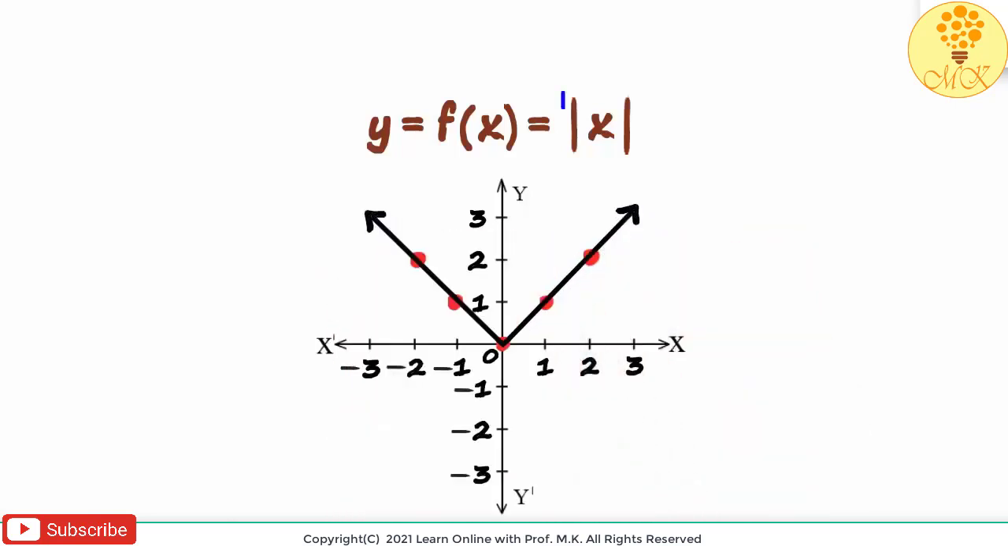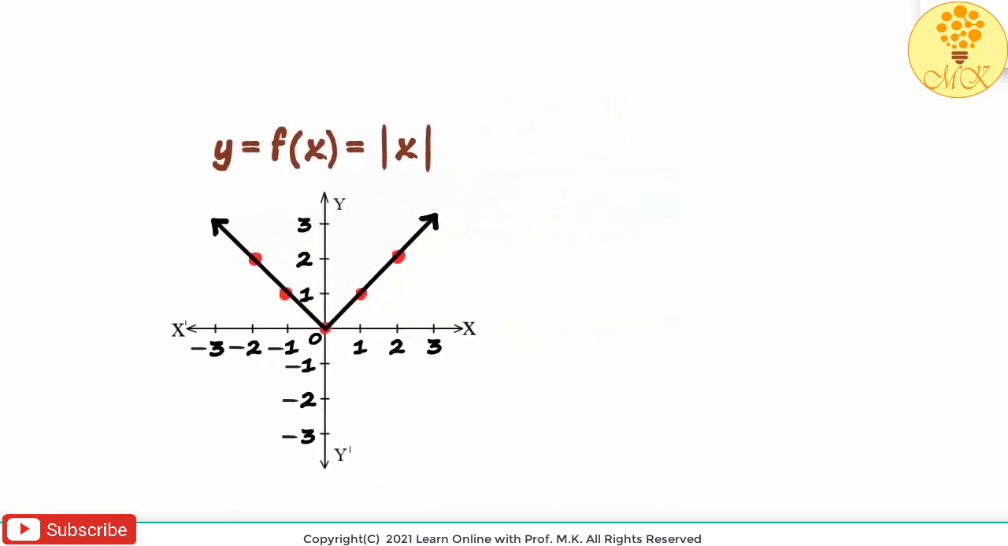This is the graph of the absolute value of x. This graph also tells us that no matter what the value of x is, the absolute value will always be non-negative. It lies entirely in the non-negative region of y. Let's try modifying this function a bit.